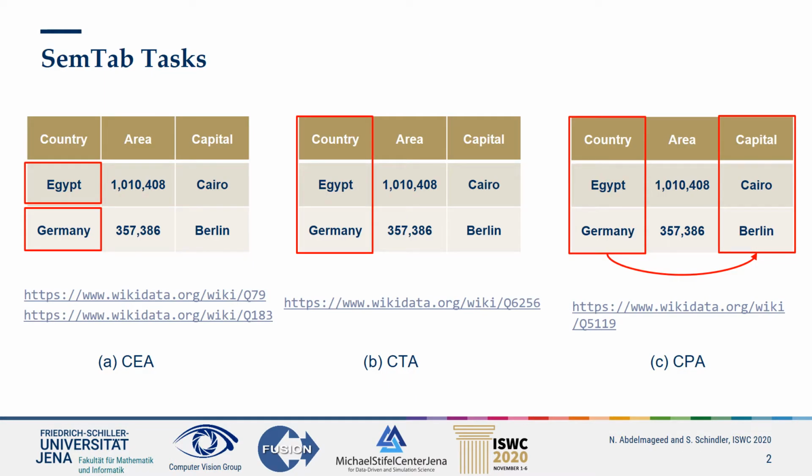I would start with the SemTab challenge tasks, given Wikidata as a target knowledge base. Here is the first task, cell entity assignment, or CEA. It assigns a cell value to an entity mention. The second task, CTA, or column type assignment, associates a semantic type, like the Wikidata identifier for country, to the highlighted column. The last task is CPA, or column property assignment. It generates a semantic property, like capital, for a column pair.